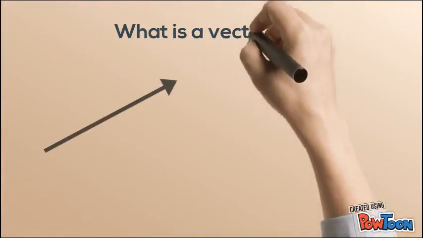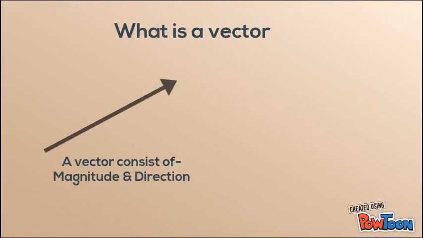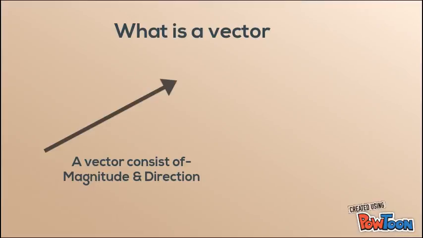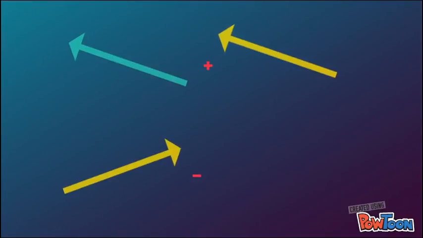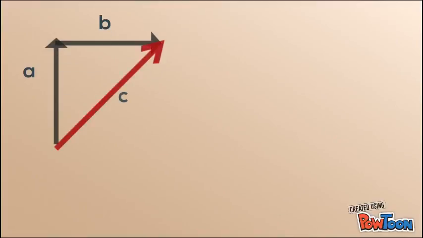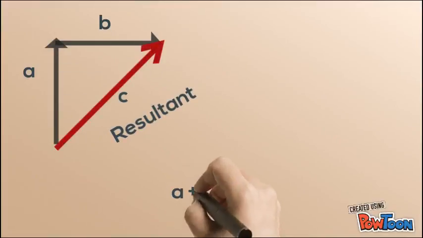This is a vector. A vector has both magnitude and direction. The length of the line represents the magnitude of the vector, and the arrowhead points the direction of the vector. The most basic thing to do when you have more than one vector is either to add them or subtract them. By adding the two vectors, we get a third vector, the resultant vector.